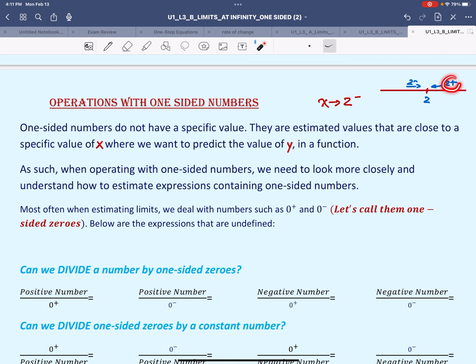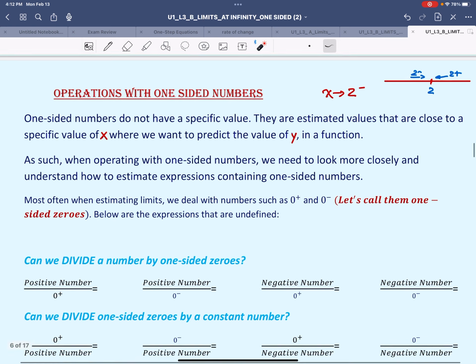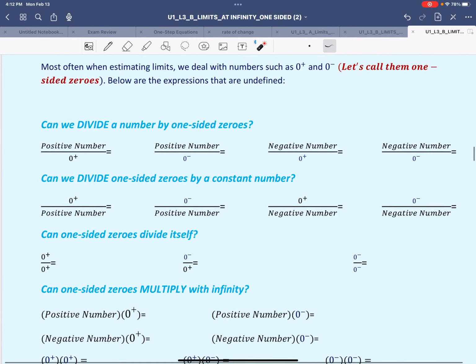So this is like a symbol that we use to indicate that this number is very, very close to number 2, but we don't know a specific value of it. So when this happens, in mathematics we say this is not a definite number. This is an indefinite number or undefined number. Now, remember that whenever we deal with undefined numbers, we're able to estimate some of the expressions that contain indefinite numbers, but not all of them. So before we go over examples of how to find the limit by factoring, we're going to go over how to operate with one-sided numbers.